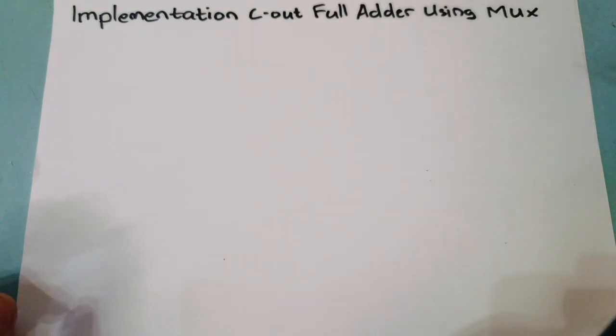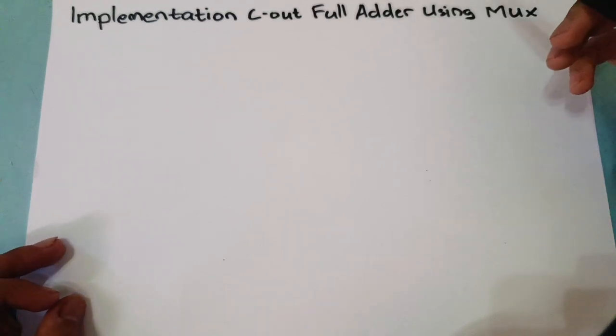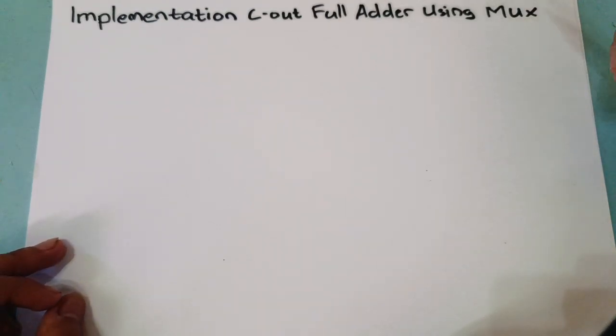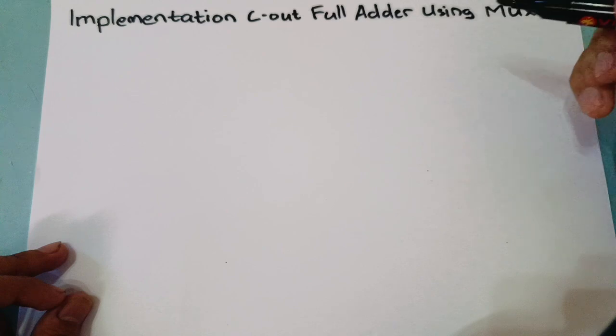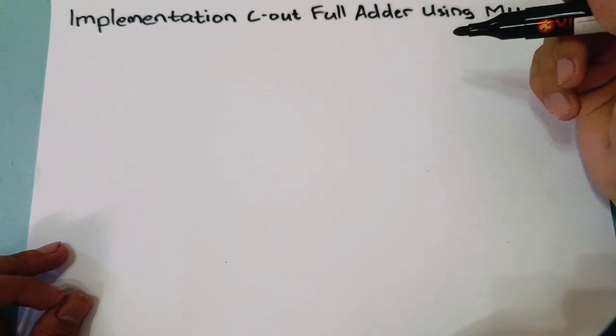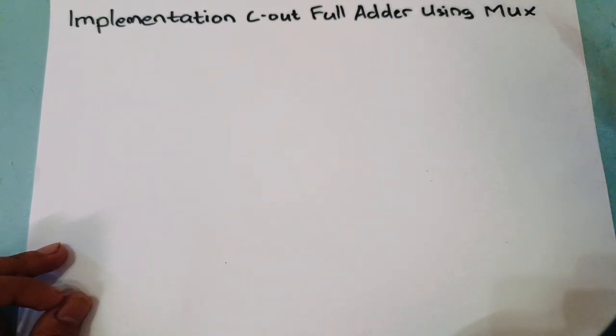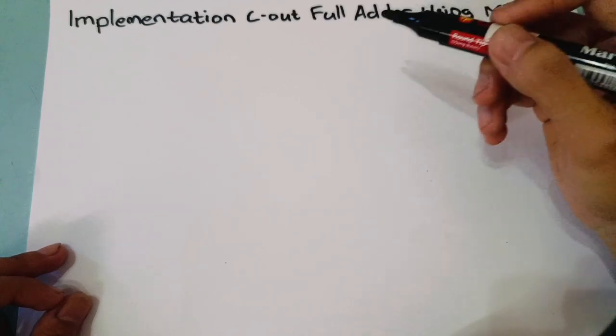In this video, I would like to show you how to implement one of the outputs of the full adder, which is Cout, using three 2-to-1 multiplexers. First, let's make the truth table of the full adder, but in this table, we only need to write the Cout as the output.